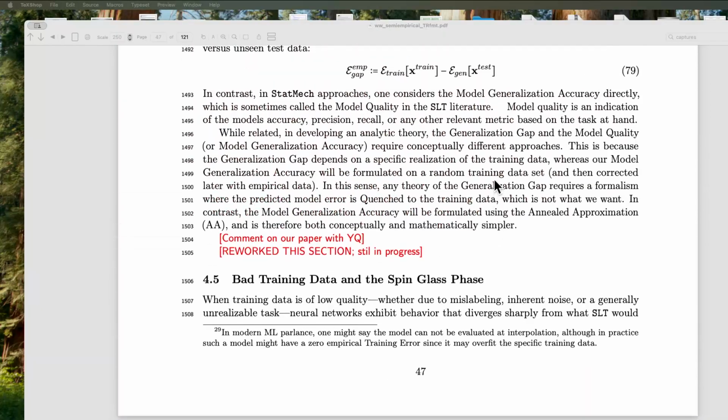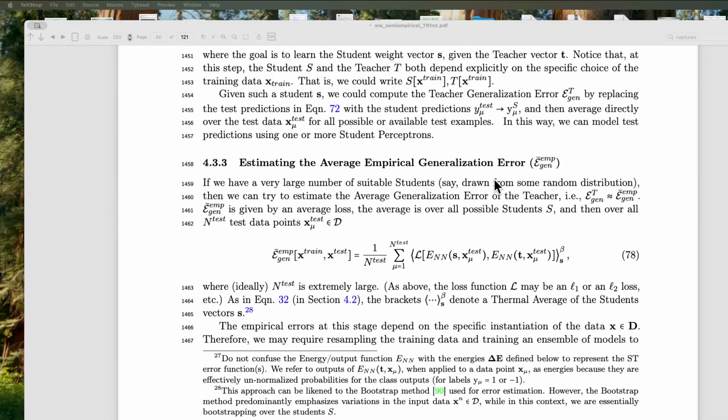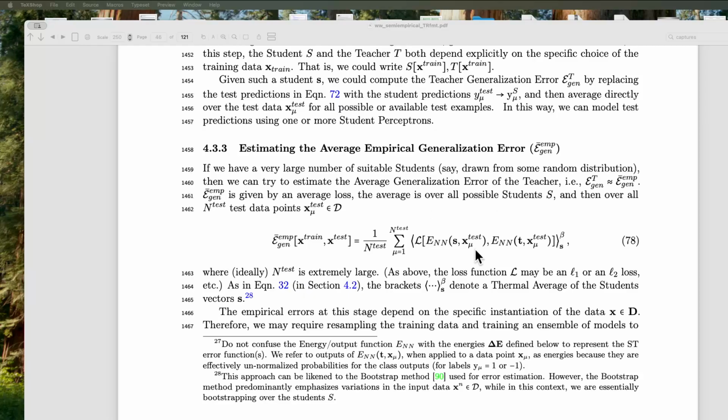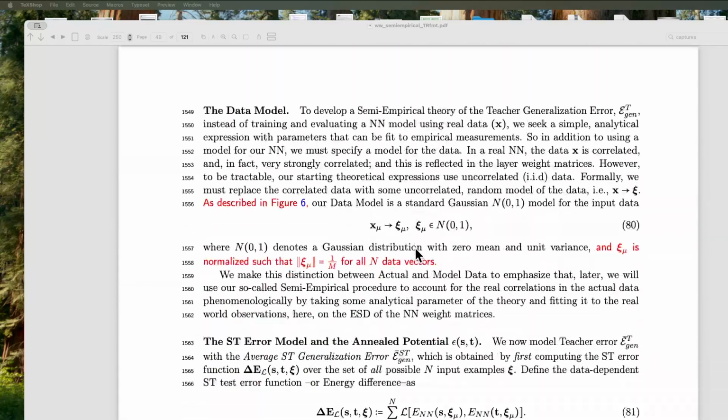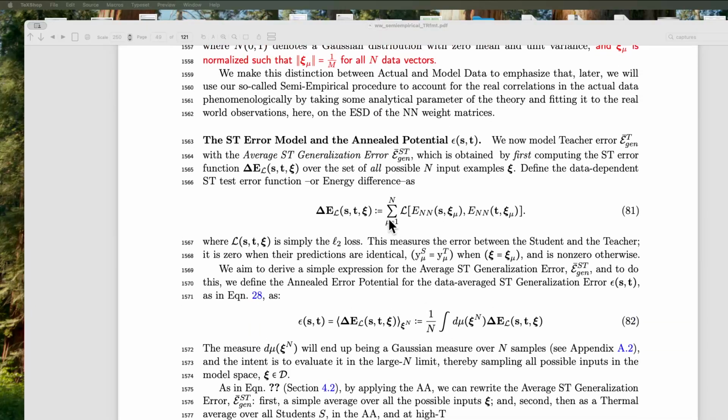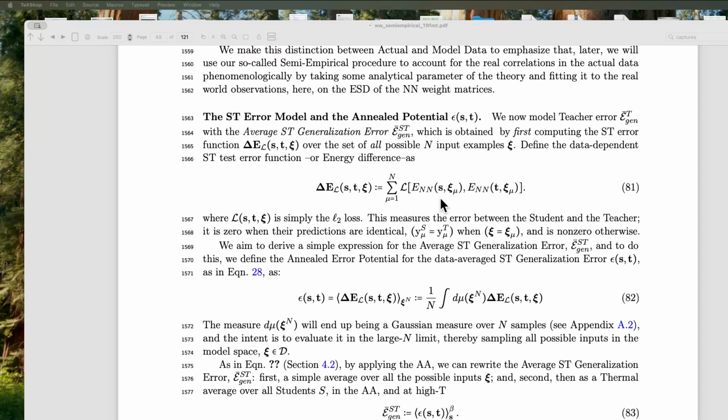See, the idea is earlier I was trying to set this up. I don't know if I did a good job. I was trying to set up this equation 78 and then note, well, now we're going to kind of start again where we have this error, but notice that we don't have the average over the students yet, right? There's no average over the students. So this is just, again, L is just simply the L2 loss. This measures the error between the student and teacher. It is 0 when the predictions are identical, and is non-zero otherwise.